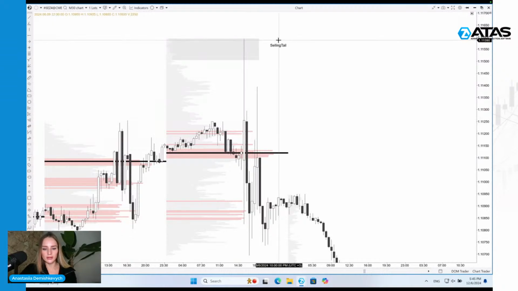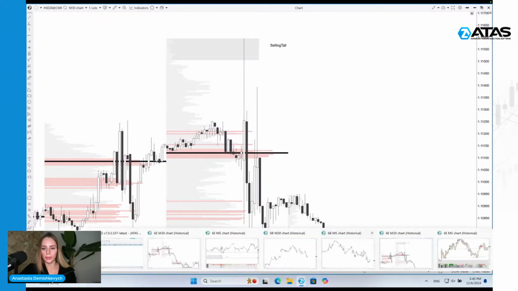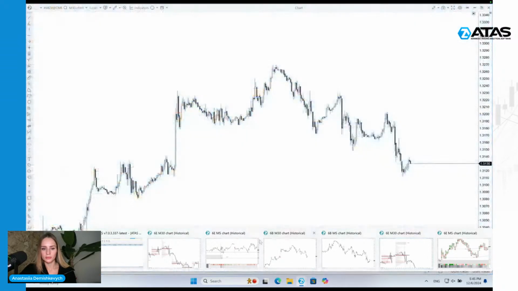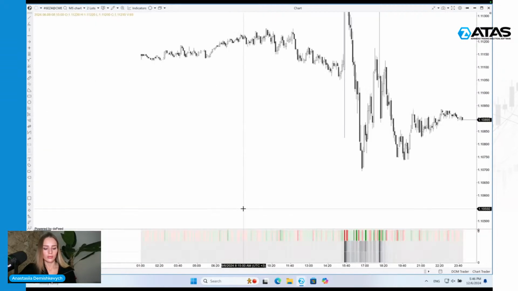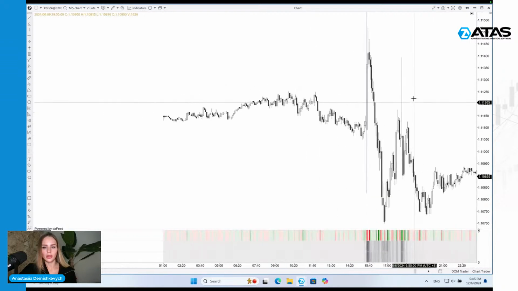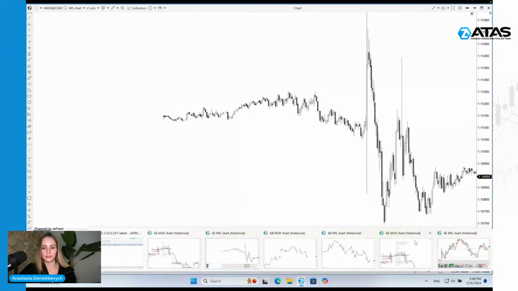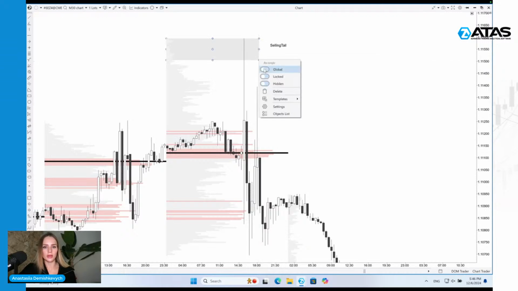So that was the 6th of September. Let's shift towards September. There we go. So this is our selling tail. Let's also show it on the 5-minute time frame.